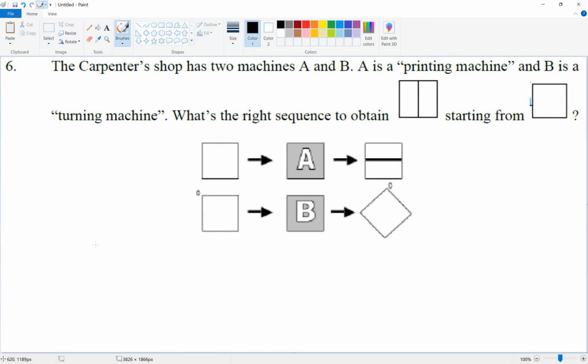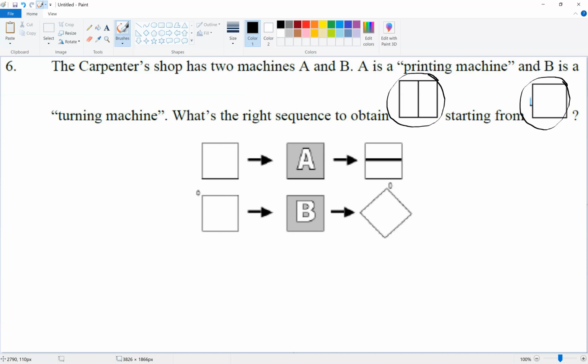It says the carpenter shop has 2 machines, A and B. A is a printing machine and B is a turning machine. What's the right sequence to obtain this? So I think it goes from A to B. We are starting from a blank square, and we want a square with a vertical line. You would put the paper in A and it would print the line. Then you put it in B and it would turn it into a vertical line.